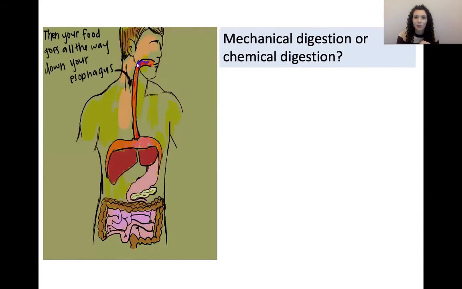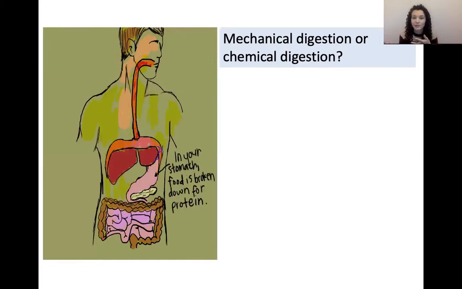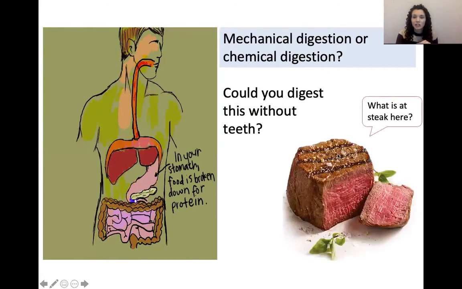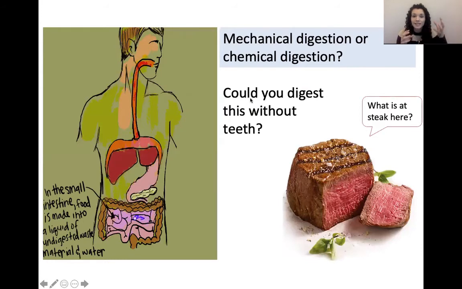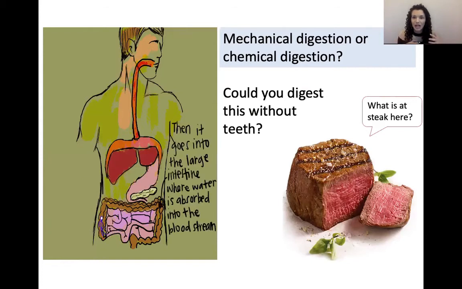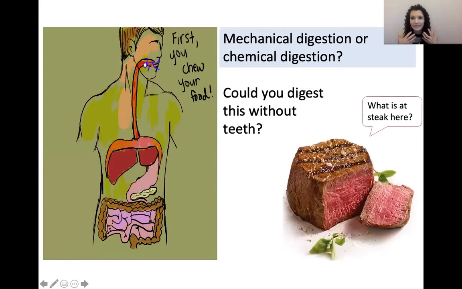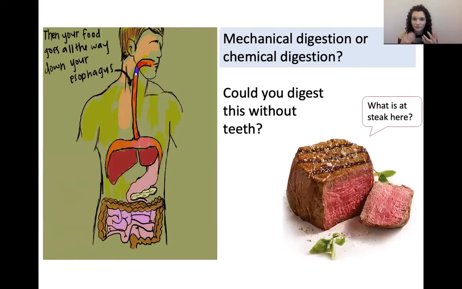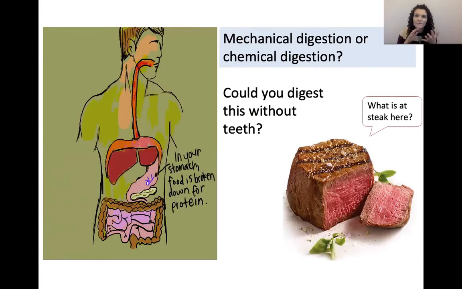Brilliant. So we are going to be looking at chemical digestion. So that's how enzymes help to digest our food. There's a difference between what we call mechanical digestion and chemical digestion. Mechanical digestion is anything physical that's helping us digest our food. So I wouldn't be able to digest this steak without chewing it first, without doing some kind of mechanical digestion. So chewing it with my teeth would be that mechanical digestion, trying to break it down physically.